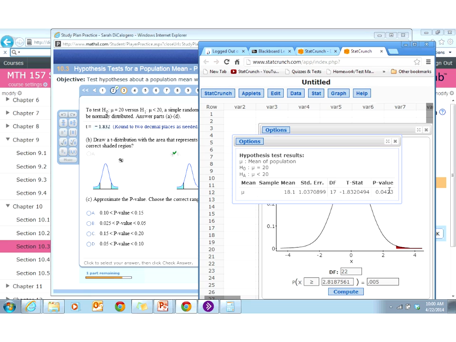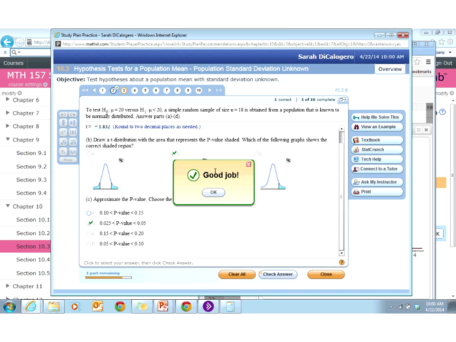Doesn't lie in A. 0.025 to 0.05, yep, it lies in here. It lies in B.